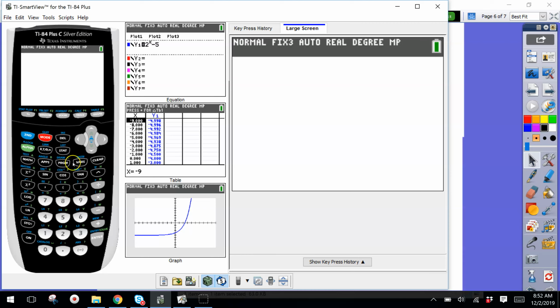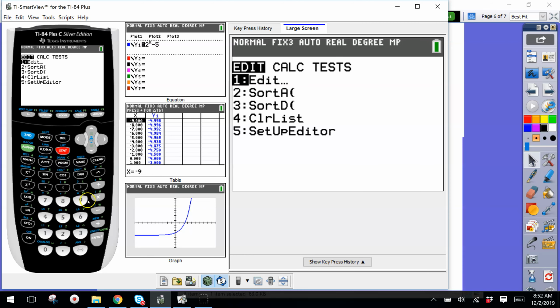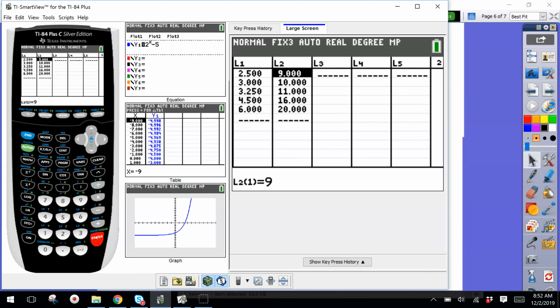Now we are going to input our table of values into the calculator. So we're going to press stat, and then we're going to press edit and enter. That's the first one. If you have anything written in your table, which if you haven't reset your calculator, you probably do, you're going to want to clear this out.